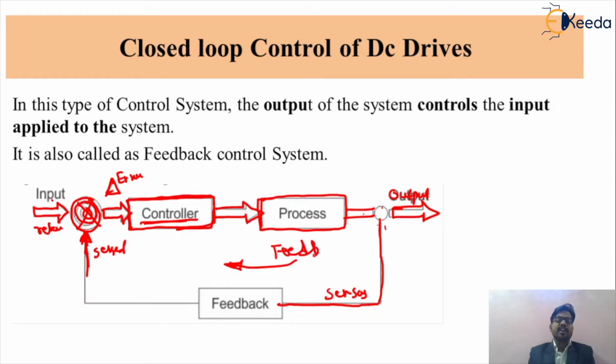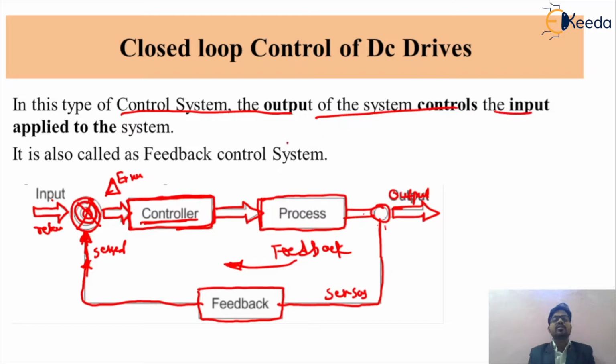Feedback means we are taking the sensing part of your output and giving these sensing parameters back for comparison with your input. Friends, in this way, in the closed loop control system, the output of your system controls the input applied to the system. This output controls the value of the input, closely. That's why such a circuit is called a closed loop control system.